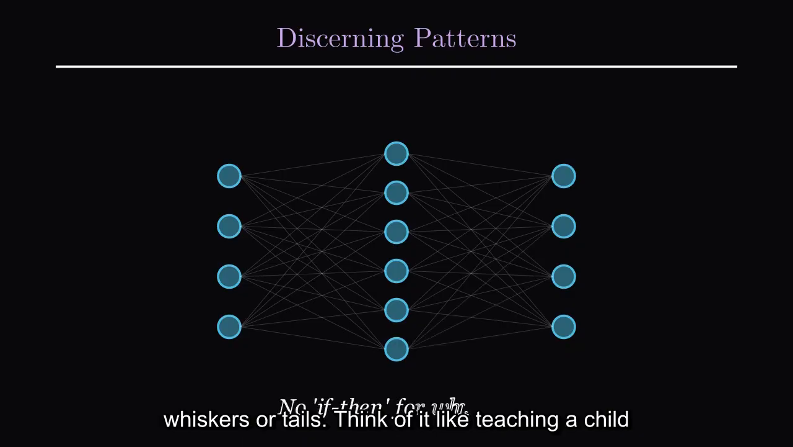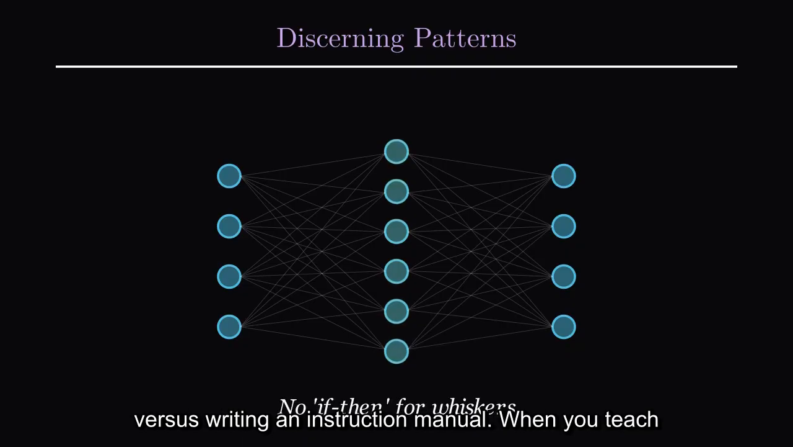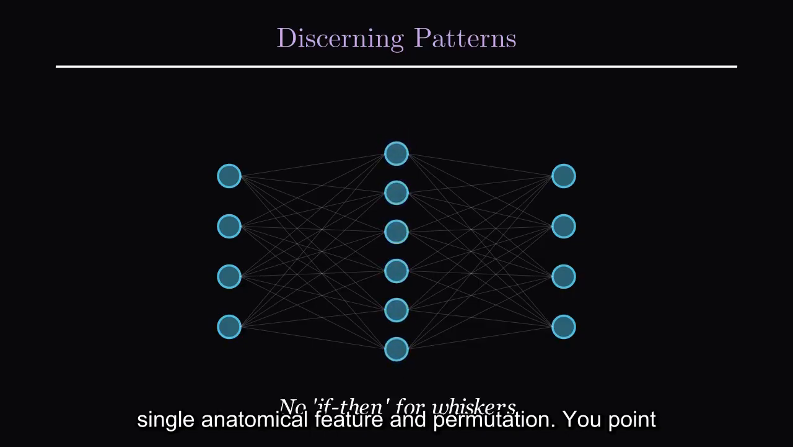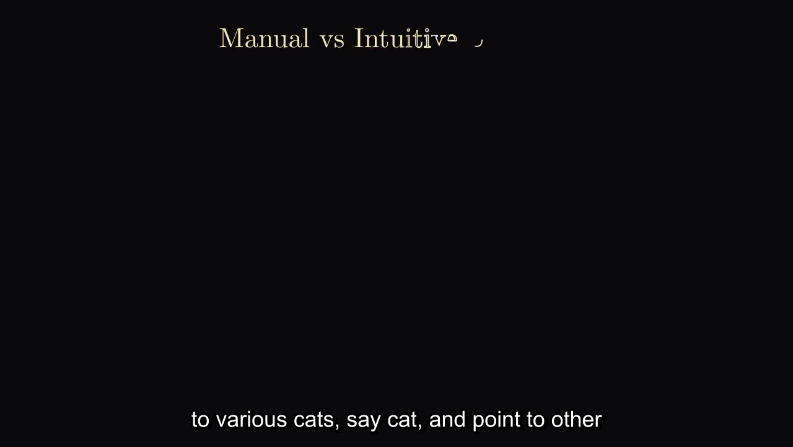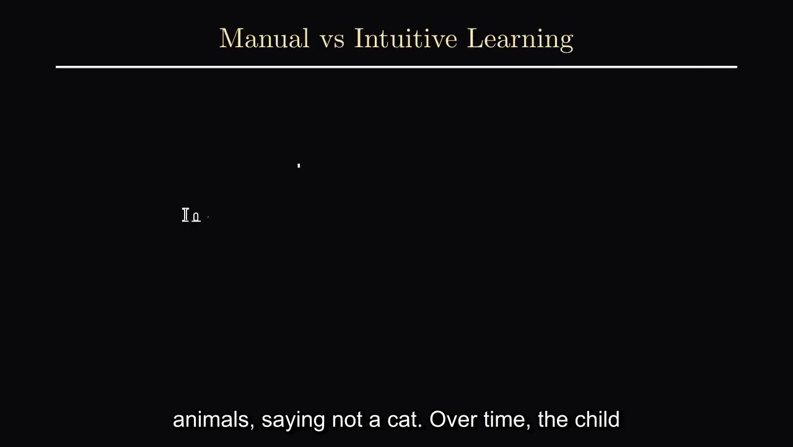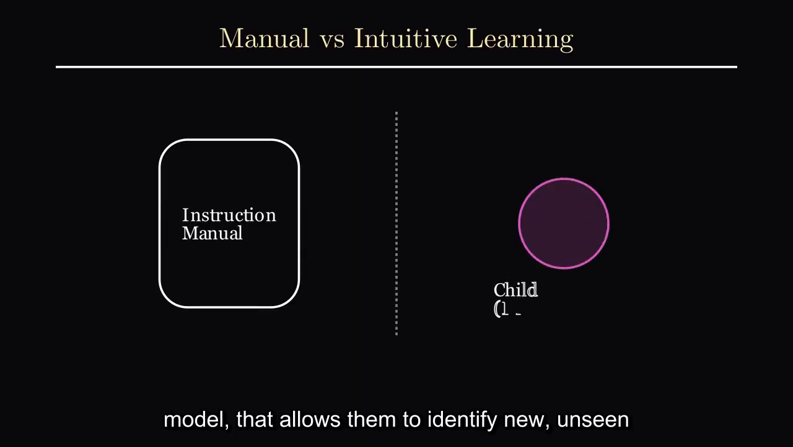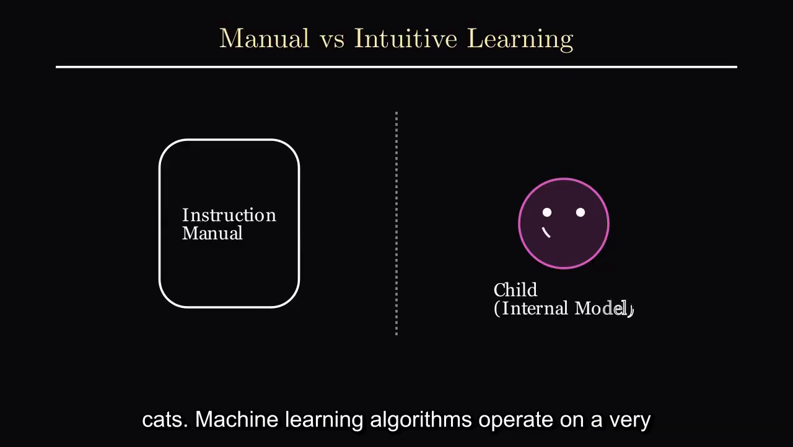Think of it like teaching a child versus writing an instruction manual. When you teach a child what a cat is, you don't list out every single anatomical feature and permutation. You point to various cats, say cat, and point to other animals, saying not a cat. Over time, the child develops an intuitive understanding, an internal model, that allows them to identify new, unseen cats. Machine learning algorithms operate on a very similar principle.